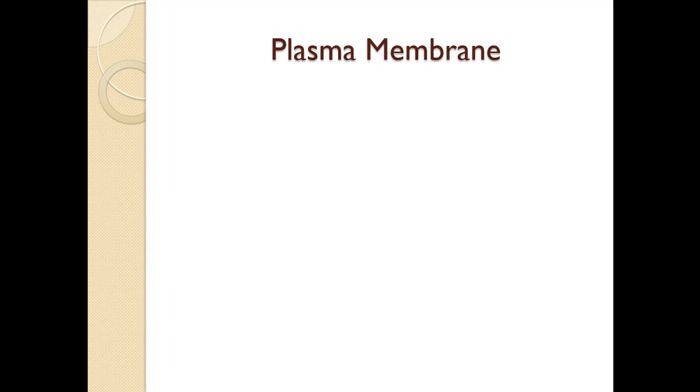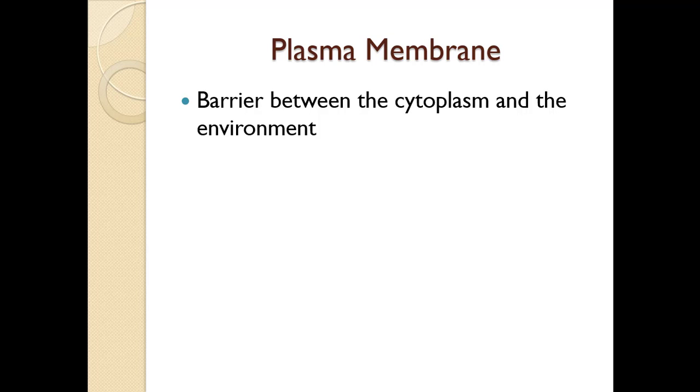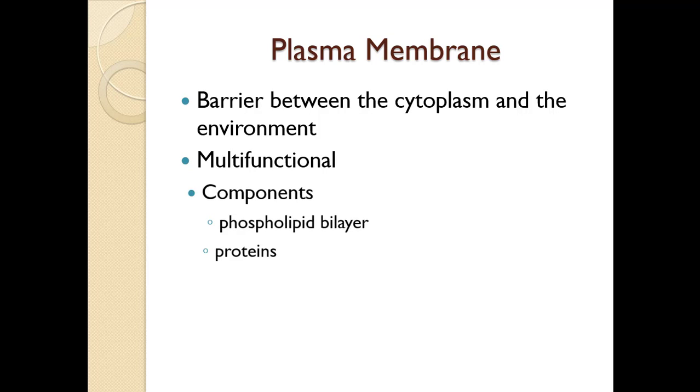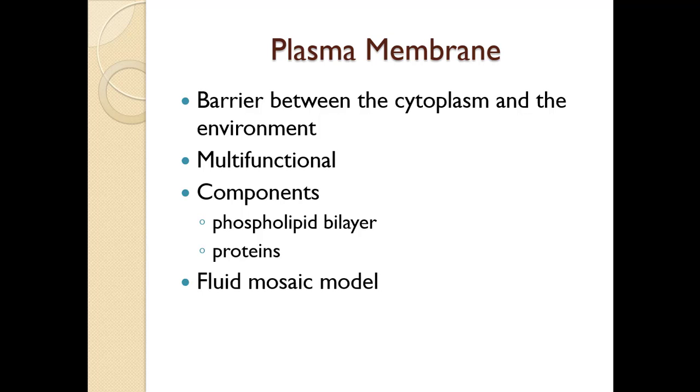And going to the plasma membrane, which is characteristic of both the eukaryotes and the prokaryotes. So it's the barrier between the cytoplasm and the environment. Multifunctional. It's made up of a phospholipid bilayer, just like ours, and then proteins. And the way that this is modeled is it's called the fluid mosaic model, which just means that it's basically a layer of many different parts, and it's in fluid motion. It's never really stiff. There's more to read about that. I don't know a lot about the basis for it, but it's just what it's modeled after.